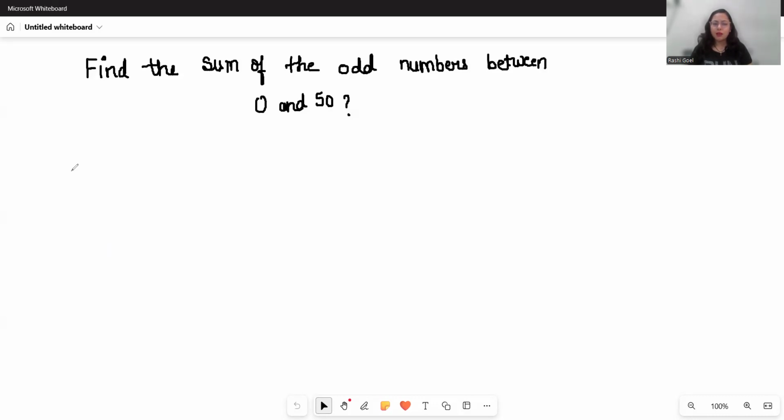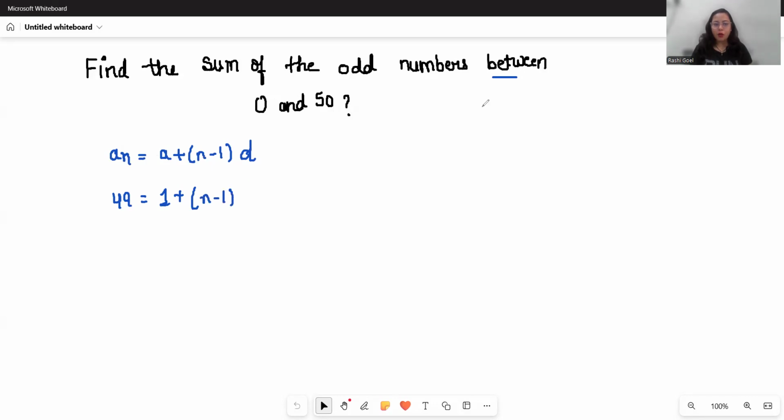There are many methods to solve this, but we are going to use the arithmetic progression formula, where an is equal to a plus n minus 1 times d. An is the last term, that is, between 0 and 50, so the last term is 49. A is the first term. After 0, the first odd number is 1. And n we have to find.